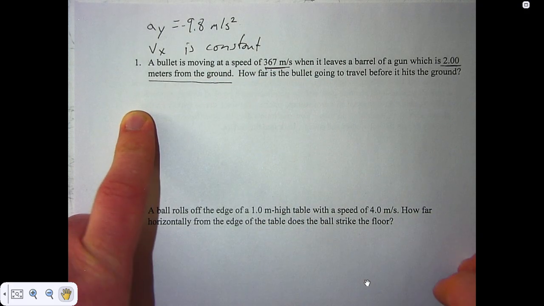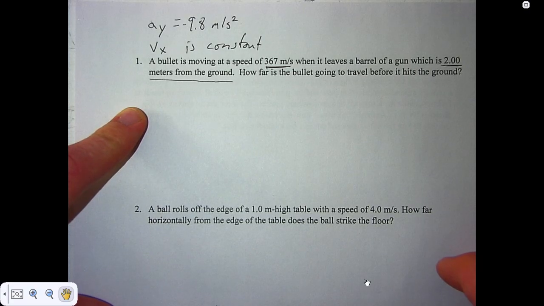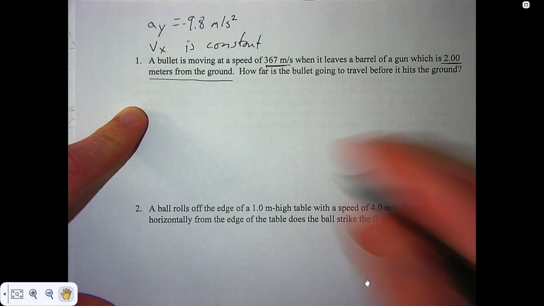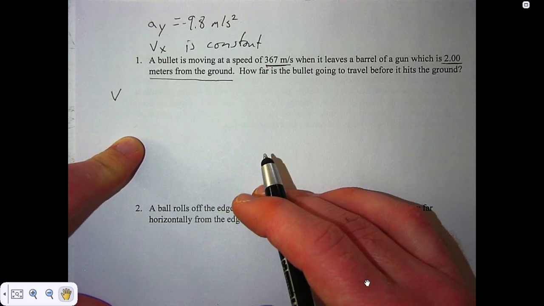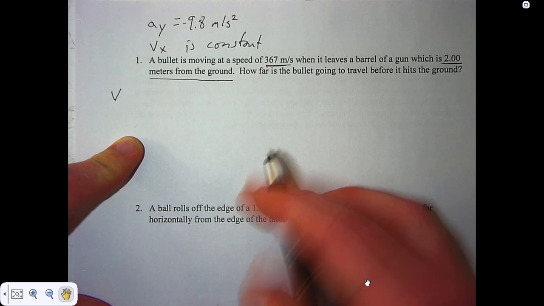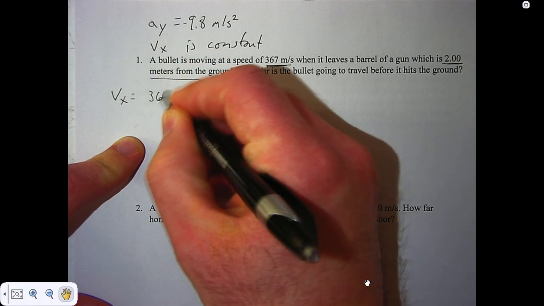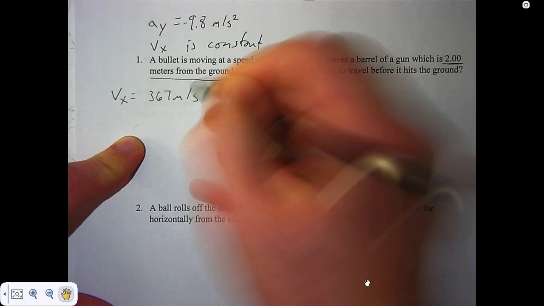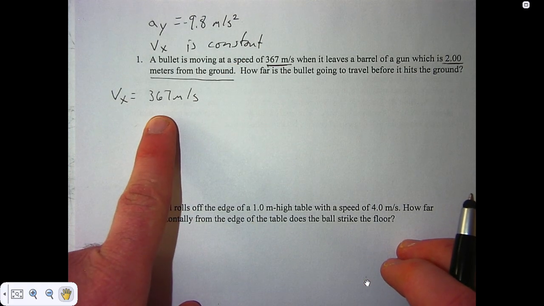Okay, what do I know so far? What type of velocity do I have so far? I have an x velocity, which is 367 meters per second. Again, is this velocity going to change? No, it's not. Okay.